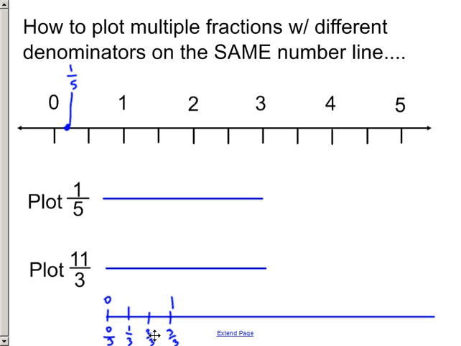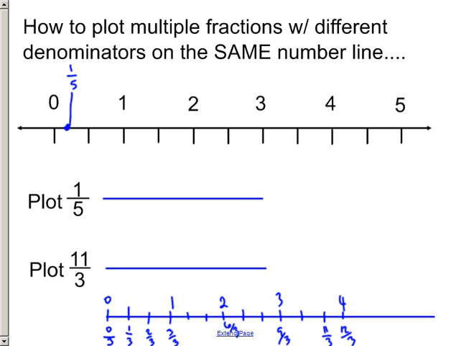Well, I don't see 11/3 in there, so we have to keep going. I'm not going to label it all. 4/3, 5/3, here's 6/3. 6 divided by 3 is 2. 7/3, 8/3, 9/3. 9 divided by 3 is 3. We're still not at 11/3. 10/3, 11/3, 12/3. Here's 12/3 right here. 12 divided by 3 is 4, so this is the number 4. But 11/3 is sitting right here.